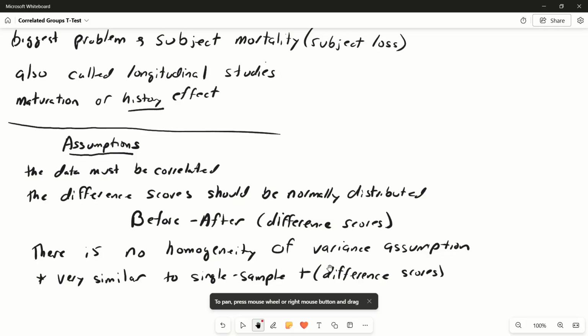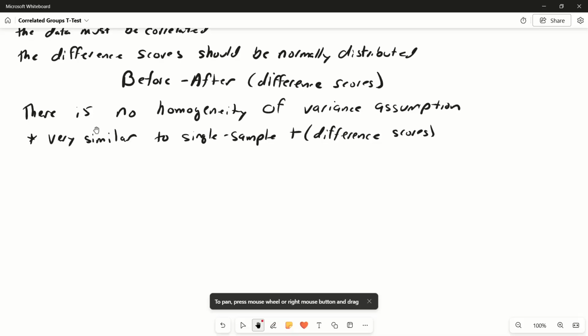And we also know the degrees of freedom. So the df is n minus 1. N is the number of pairs of scores. So it's the number of pairs of scores minus 1, or you could think of it as the number of difference scores minus 1. Either way is correct. So let's take a look at a problem here that I've given you through the worksheets.